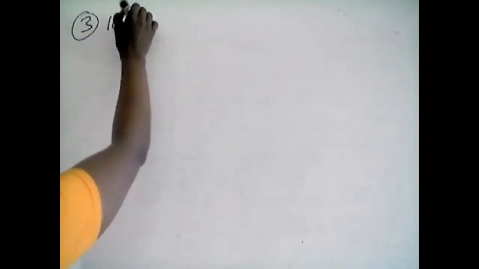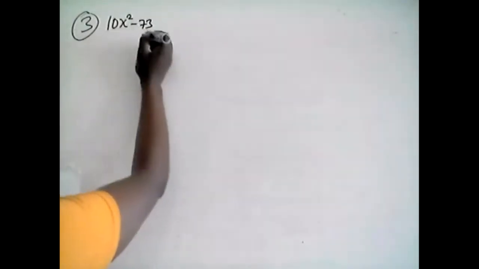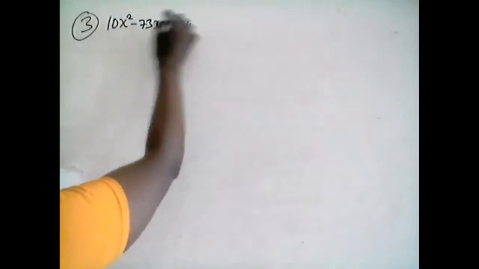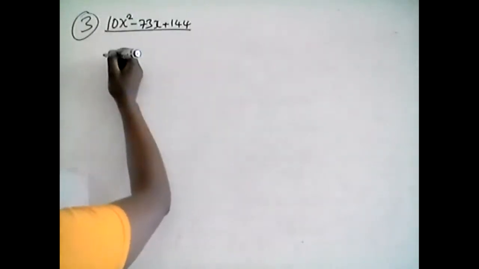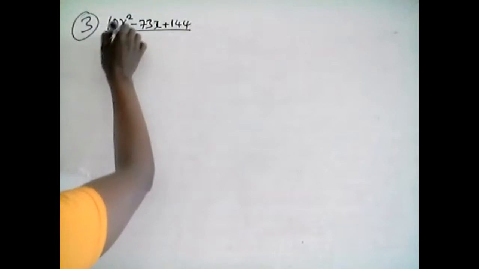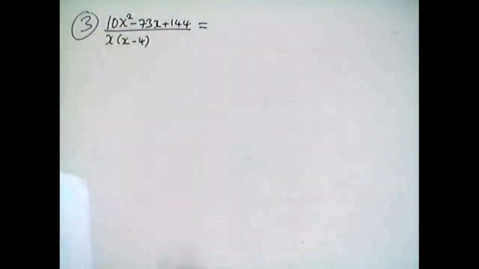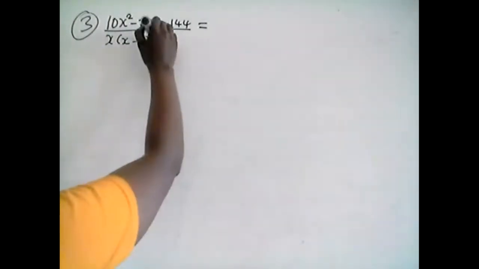10x squared minus 73x plus 144 over x minus 4 squared.